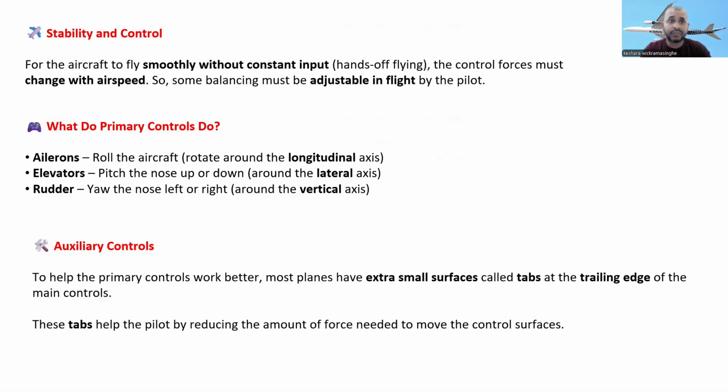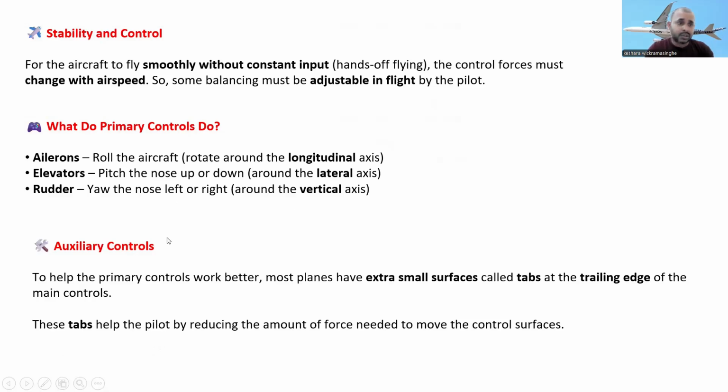For the aircraft to fly smoothly without constant input, hands-off flying, the control surface must change with airspeed. So some balance must be adjustable in flight by the pilot. Now, what do the primary controls do? Ailerons roll the aircraft, which I discussed in the earlier videos, rotating around the longitudinal axis. Elevators pitch the nose up or down around the lateral axis, and the rudder yaws the nose left or right around the vertical axis.